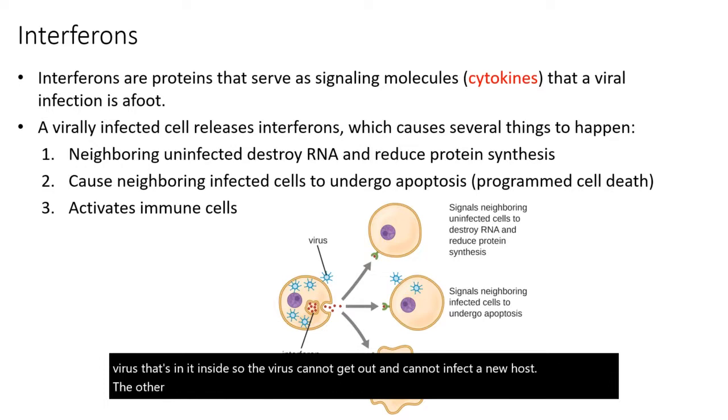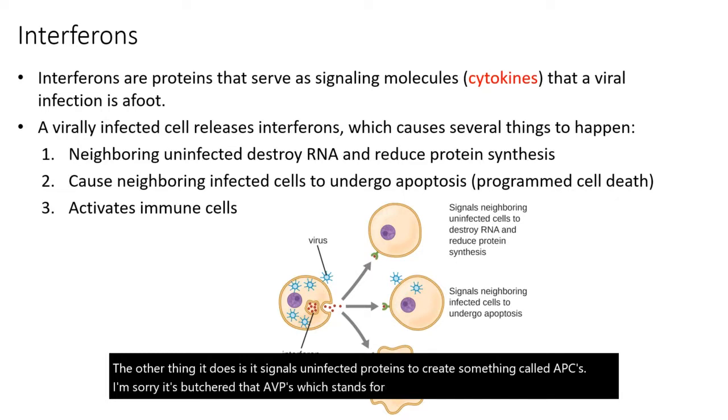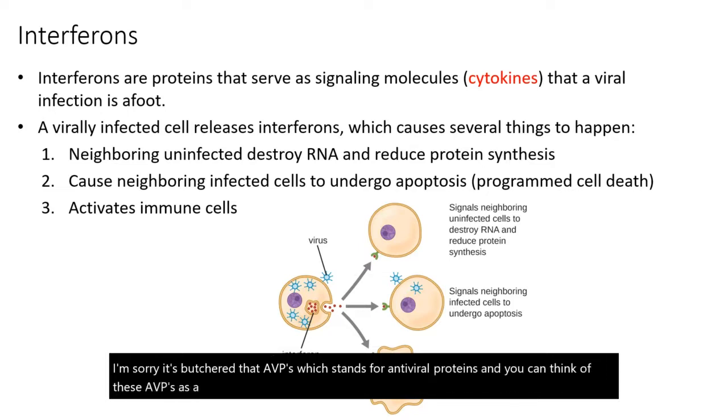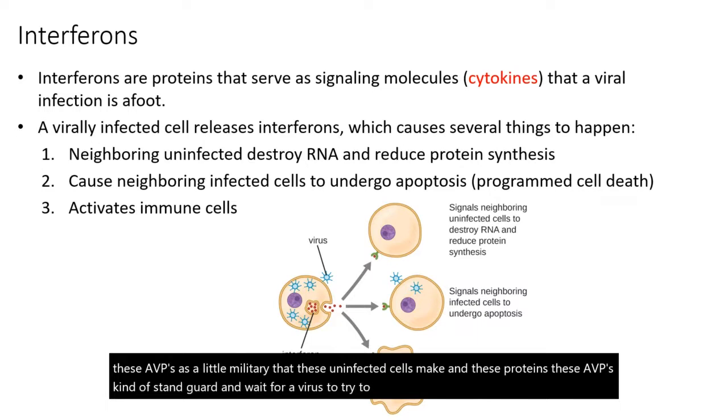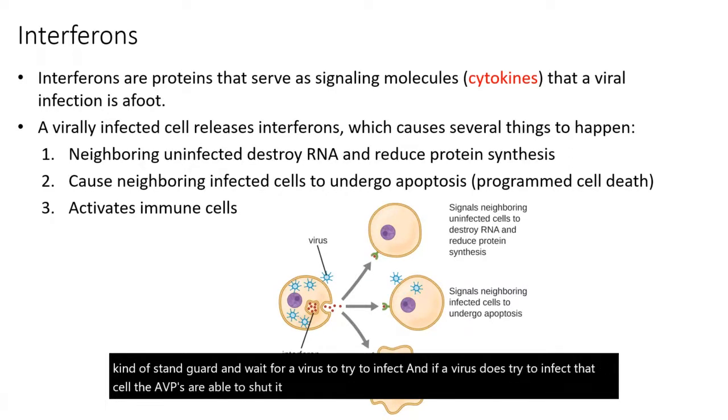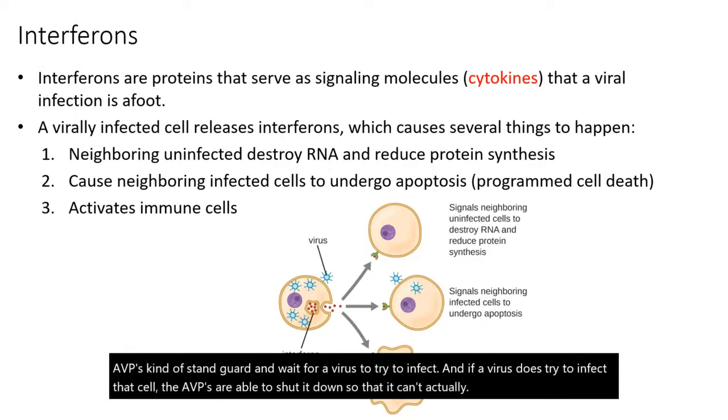The other thing it does is it signals uninfected proteins to create something called AVPs, which stands for antiviral proteins. And you can think of these AVPs as a little military that these uninfected cells make. These AVPs kind of stand guard and wait for a virus to try to infect. And if a virus does try to infect that cell, the AVPs are able to shut it down so that it can't actually harm the cell.